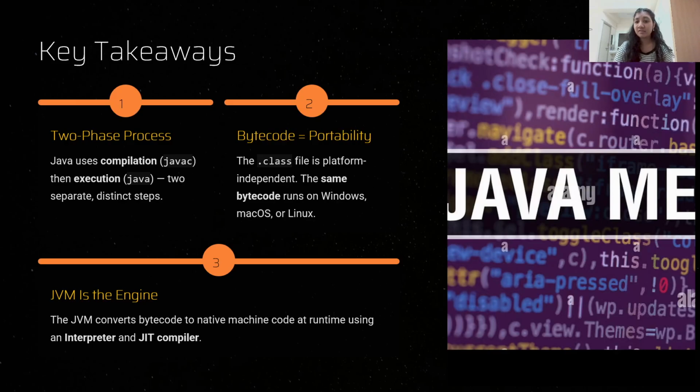Now the key takeaways. So basically we have a two-phase process. Java uses compilation, javac compiler, then execution. So that is how we get the output. And bytecode is actually the portability. Bytecode is the suitcase that we carry along so it can run anywhere. So the .class file is platform independent. The same bytecode runs on Windows, macOS or Linux, anything. Now, JVM is the engine. The JVM converts the bytecode to native machine code at runtime using an interpreter and a just-in-time compiler.